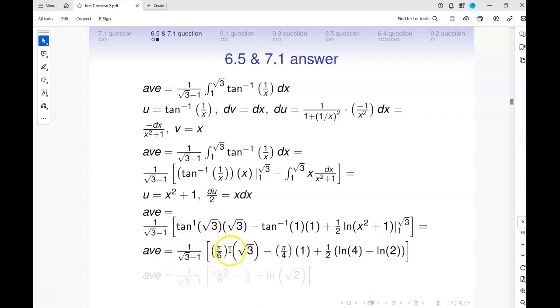And the tan inverse of root 3 is pi over 6. Tan inverse of 1 is pi over 4. I went ahead and plugged the stuff in. So when I plug in root 3, that's going to be 4, root 3 squared plus 1 is 4. 1 squared plus 1 is 2. And then I just kind of clean stuff up over here.